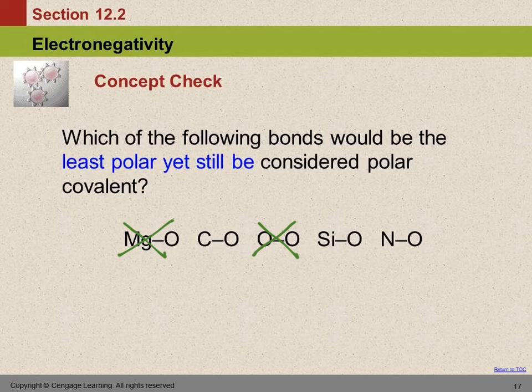We're looking for the one that's the least polar and yet still a polar covalent bond. So we want to find the pair that is closest together on the periodic table. Carbon oxygen, nitrogen oxygen, silicon oxygen. So it's going to be the nitrogen oxygen, right? Because they're right next to each other. Carbon and oxygen are separated by nitrogen, and silicon's even farther away.